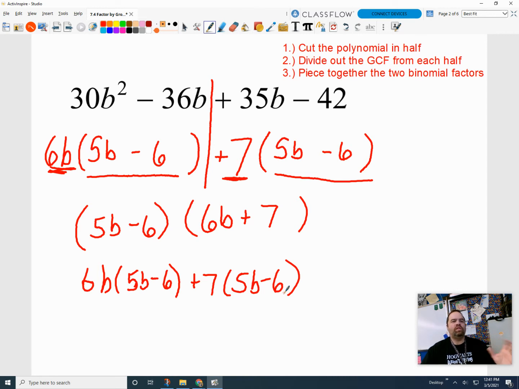So what we're doing is we're taking this bigger trinomial, this big polynomial, and breaking it up into its pieces. So this is what we're looking for.